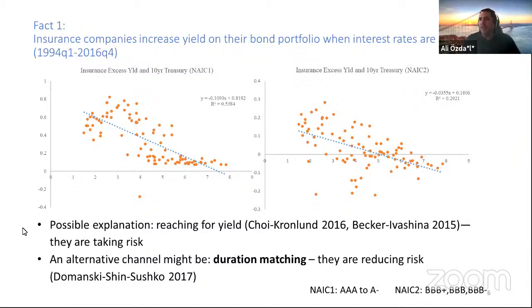However, like I said, an alternative channel might be that these guys are simply trying to do duration matching of the assets and liabilities. These two explanations have very different implications, because the first one says that insurance companies are bad guys, taking risks that they should not take, so we should regulate them differently. The second one says that they are actually good guys, trying to reduce their risk however they can, but from the perspective of an outsider, it might look like they are taking unnecessary risks.